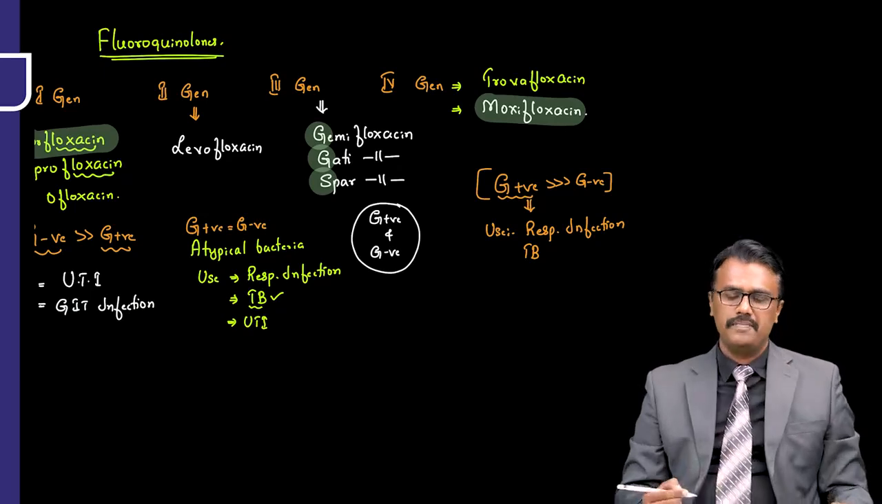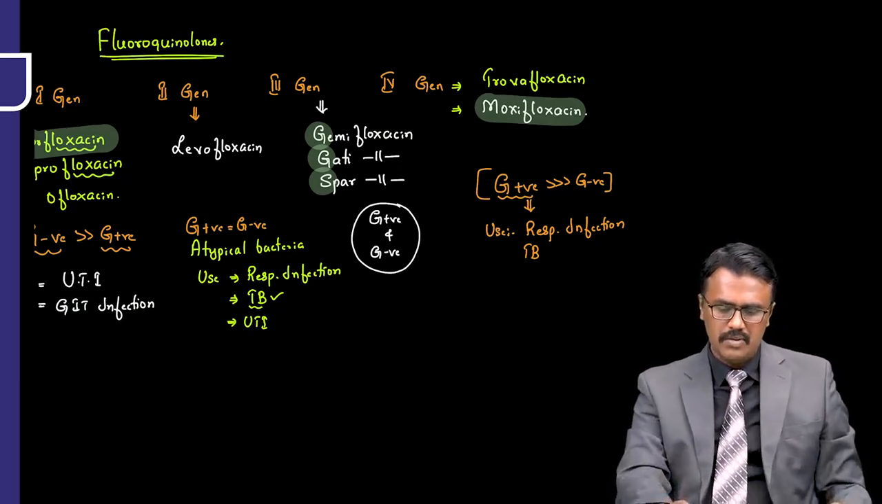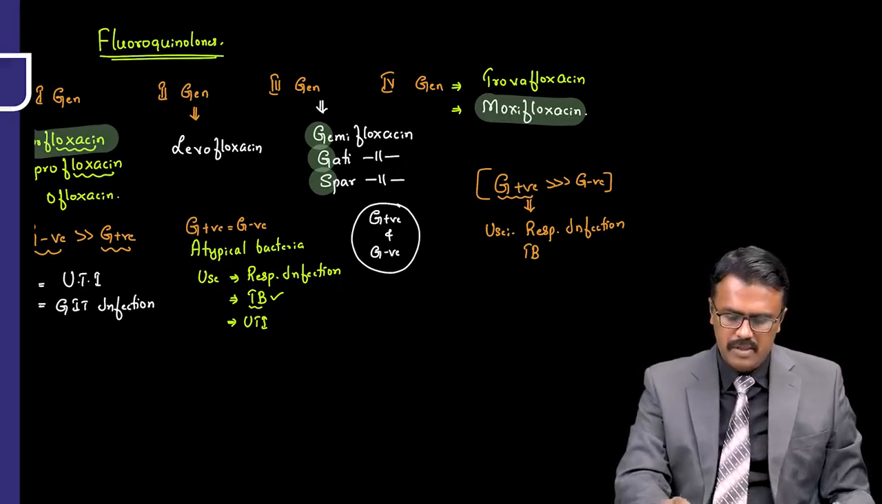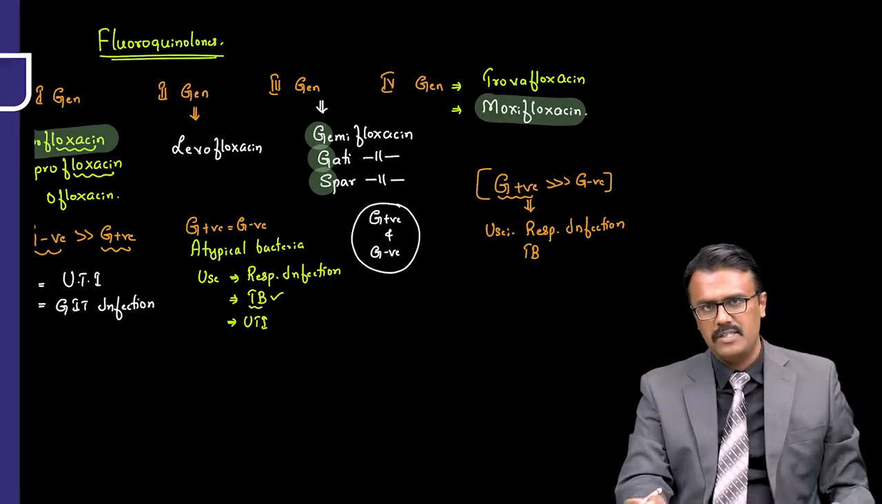Very, very important. So these are the things you have to keep in your mind. Spectrum of activity, what you need to understand. I told you the spectrum with this example also, the generation wise.